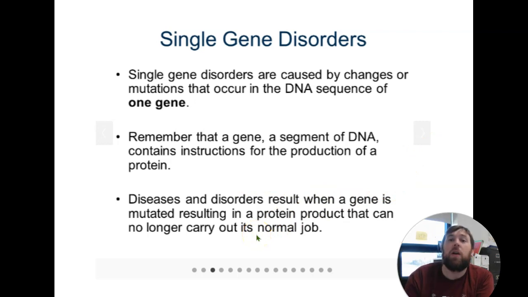So the disease is just the lack of that protein or the abnormality of that protein no longer able to do its job. We know that a protein has to have a specific structure to do its job. Well, what if I had a gene that told it to make a different structure? Then it can't do its job properly.